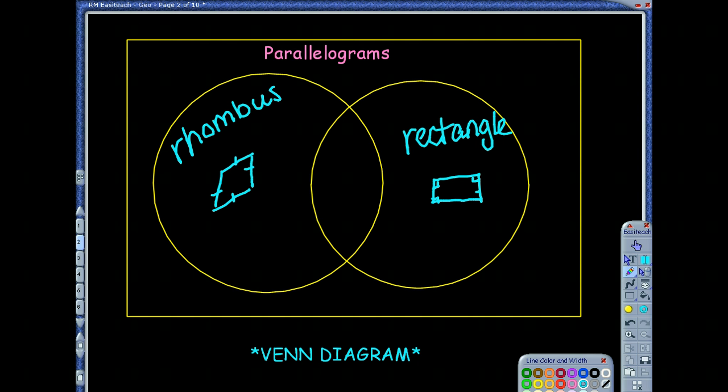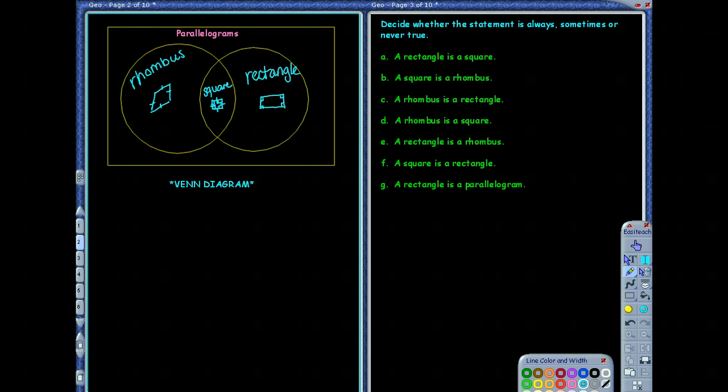And then the square was the one that connected the two. It was the combo of the two. It met all the criteria of the rhombus and all the criteria of the rectangle. So the square will be what's in the middle, because that's both a rhombus and a rectangle at the same time. So it has the right angles and the congruent sides. Gotcha. Now, using that idea, I'm going to do a little split screen action.